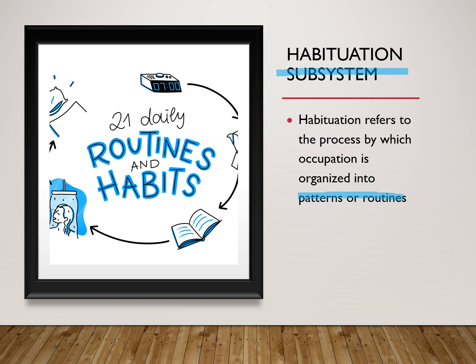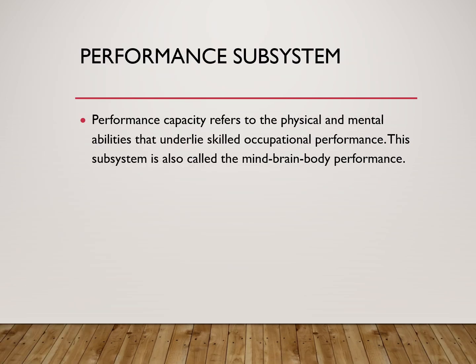Habituation: habits, patterns, routines. You've heard that before in your OTPF. Then we have our performance subsystem. The performance capacity refers to the physical and mental abilities that underlie skilled occupational performance. This subsystem is also called the mind, brain, body performance. So it's the thinking, feeling, doing performance.